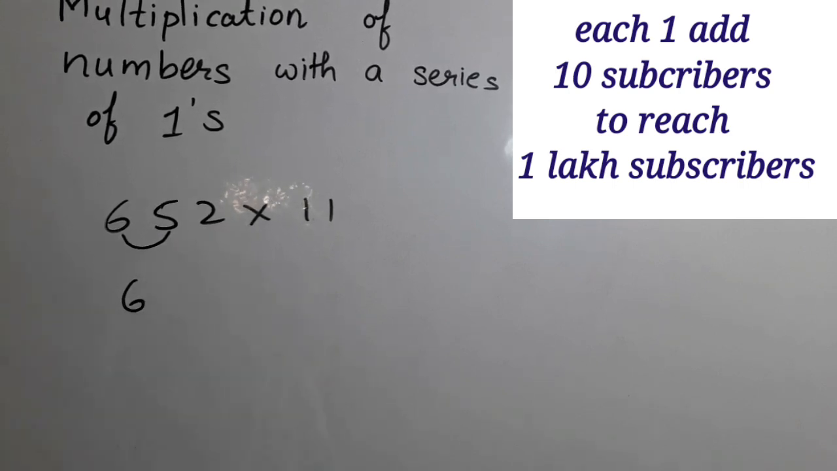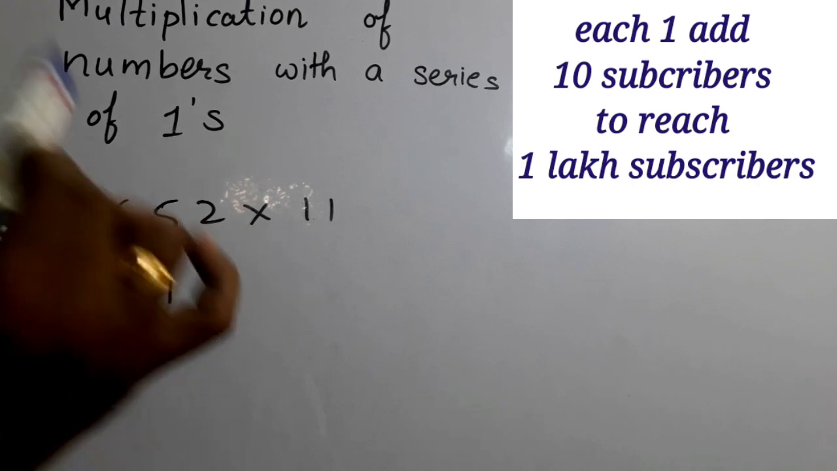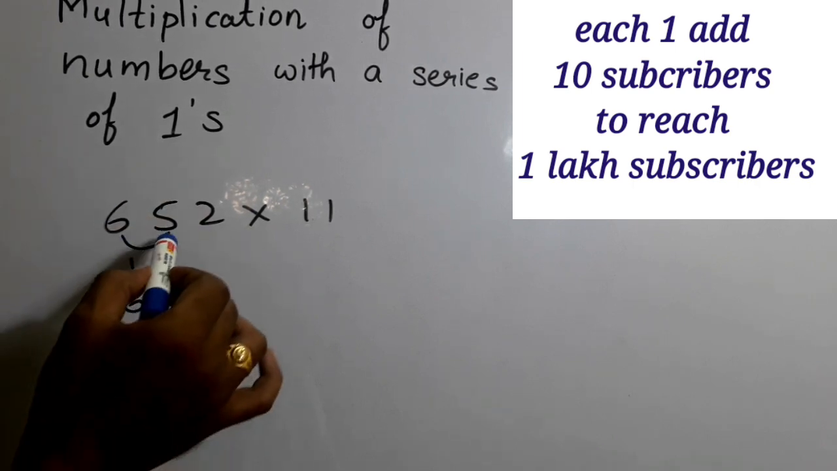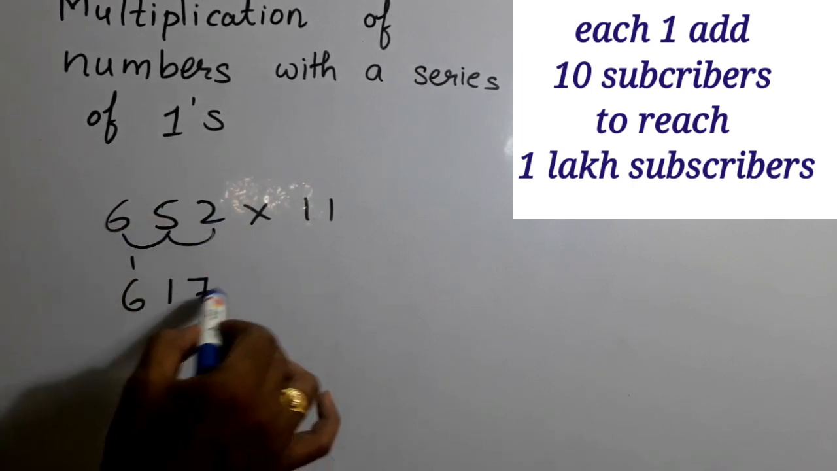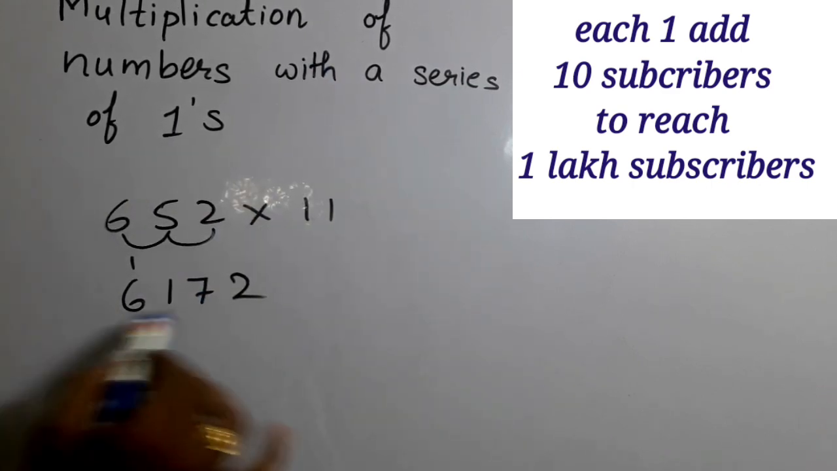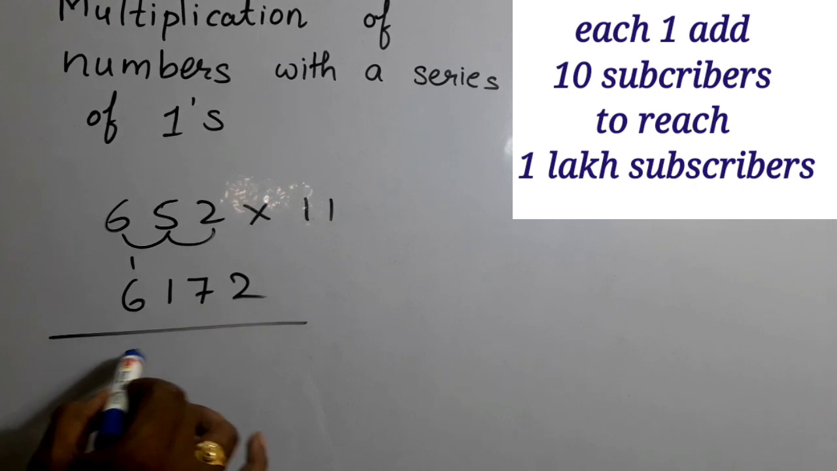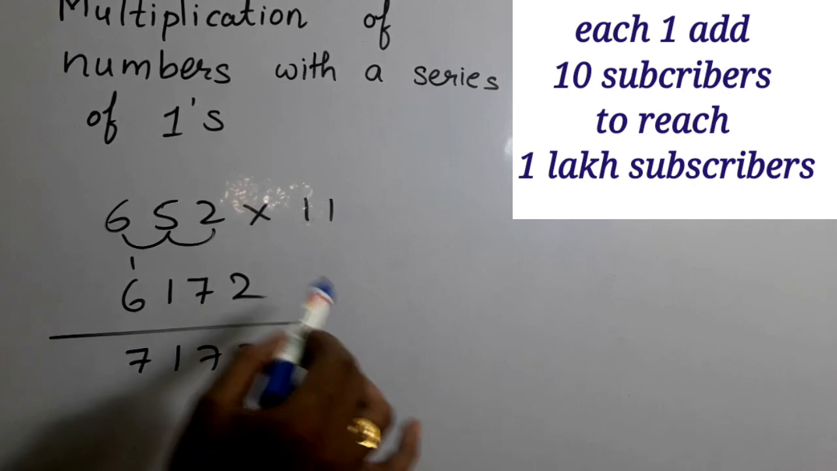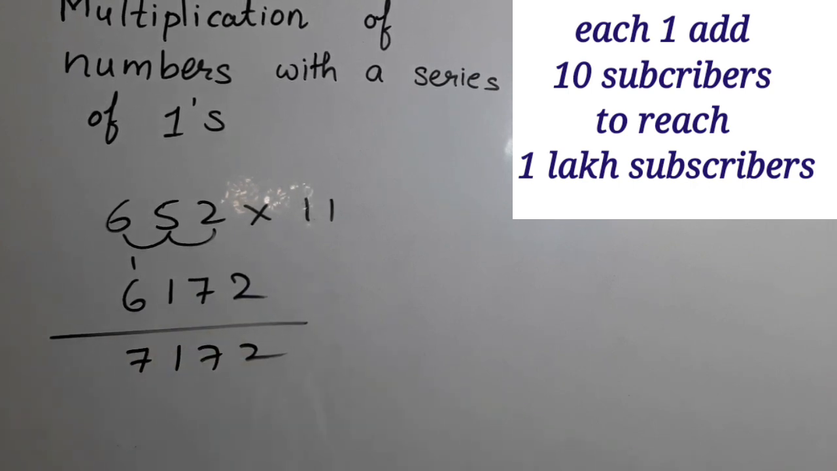So 1 here, 1 upon 6. 5 plus 2 is nothing but 7. 2 is units place value, write it as it is. So now add these. 6 plus 1 is nothing but 7, 1, 7, 2. This is the final answer. So like that we can write multiplication of any number within fraction of seconds once you understand this trick.